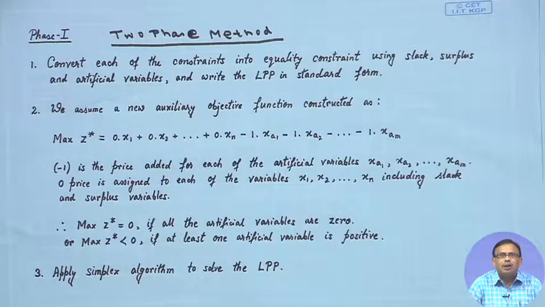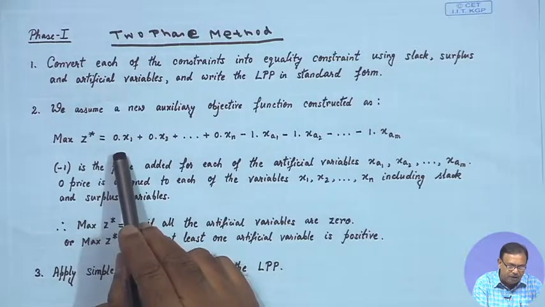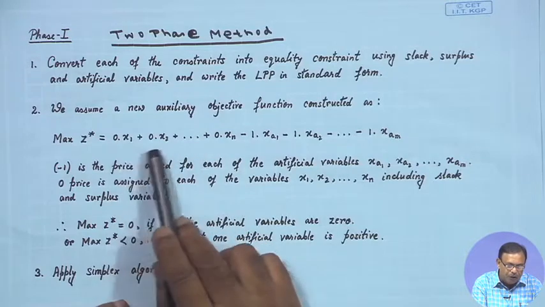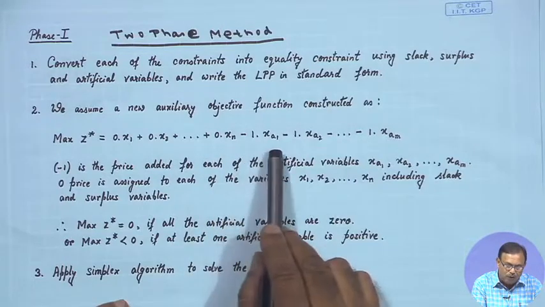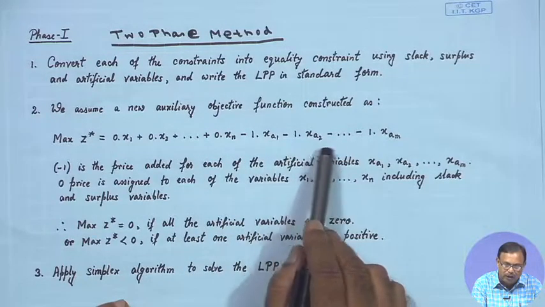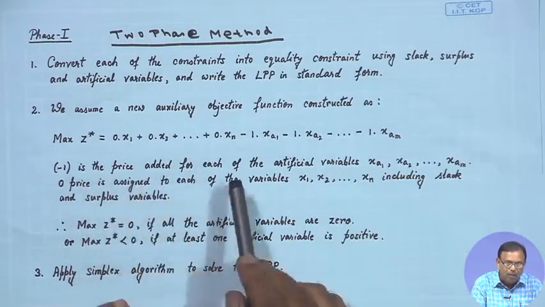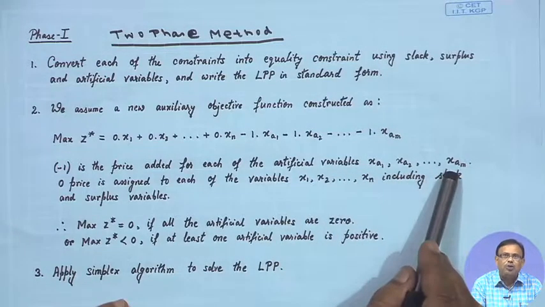Step 2 is, we assume a new auxiliary objective function. Here we create this auxiliary objective function. If you see, it is maximize z star equals, as I told, for all the variables 0 into x1, 0 into x2, and so on up to 0 into xn, minus 1 into xa1, minus 1 into xa2, up to minus 1 into xam, where minus 1 is the price added for each of the artificial variables.